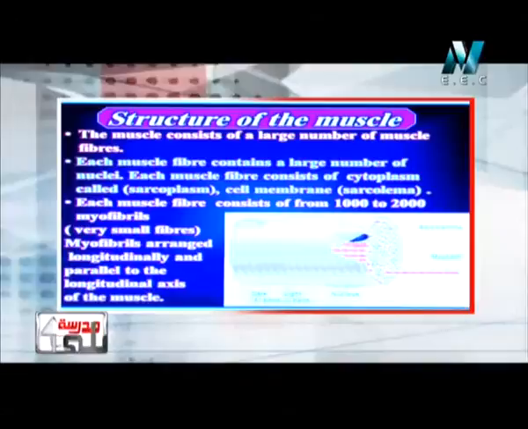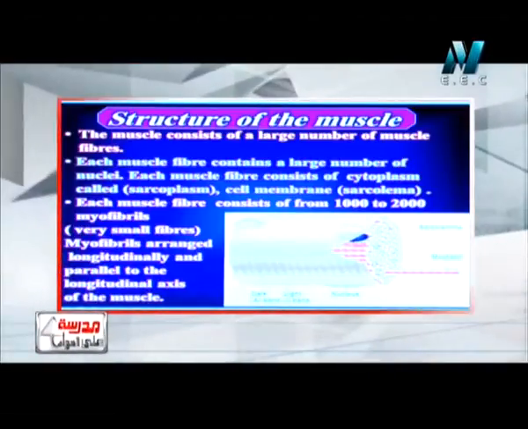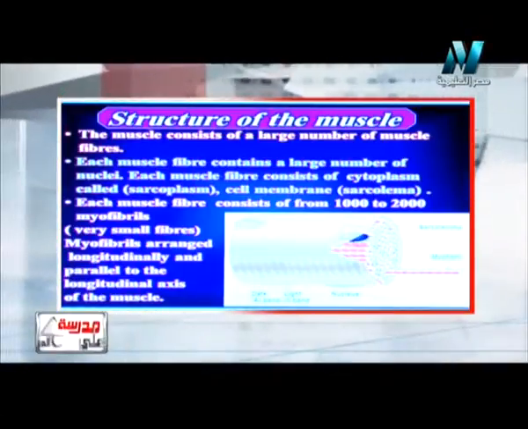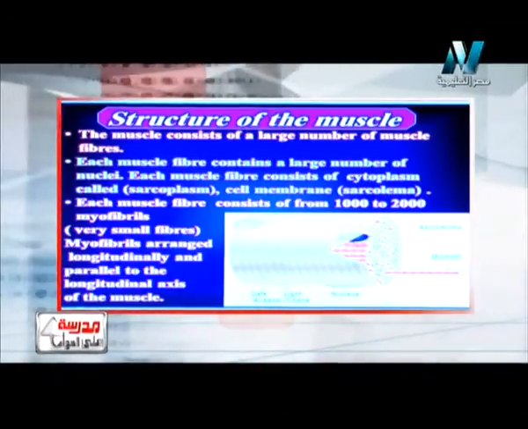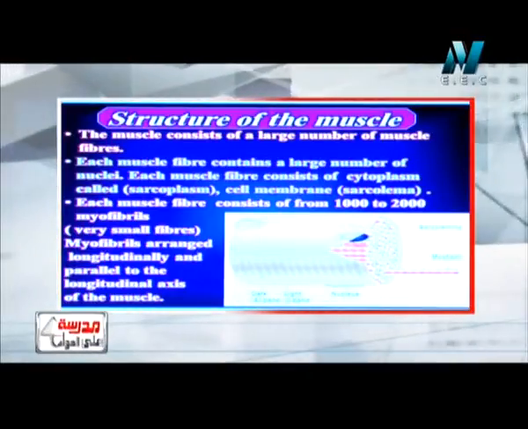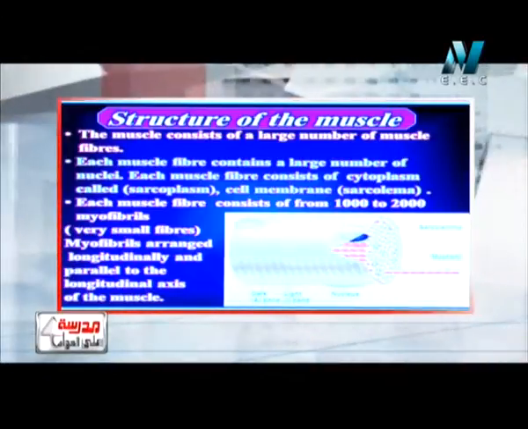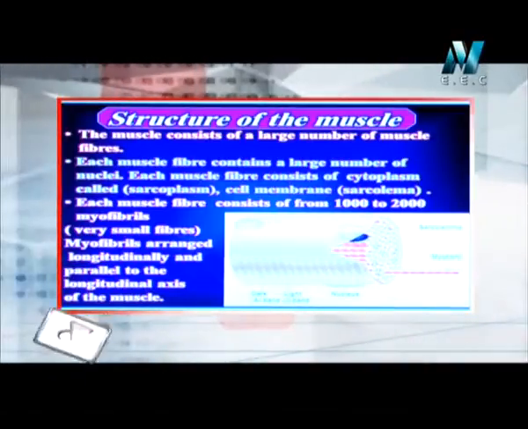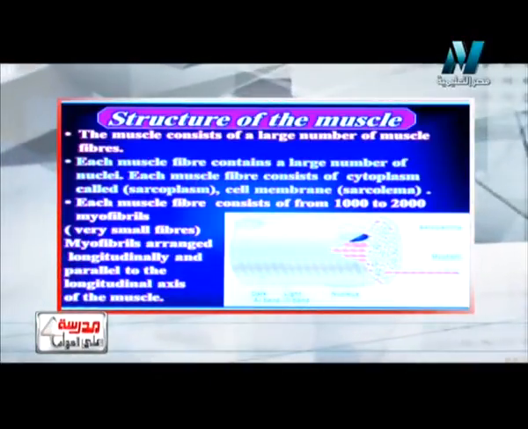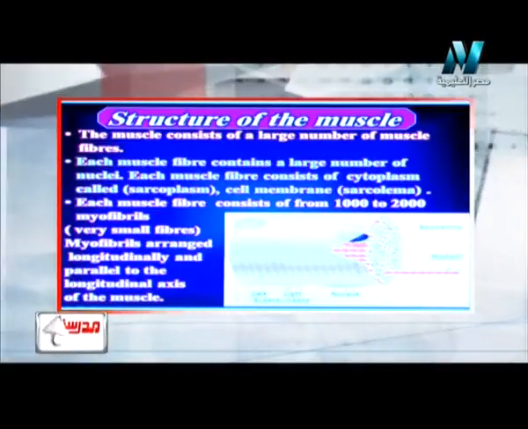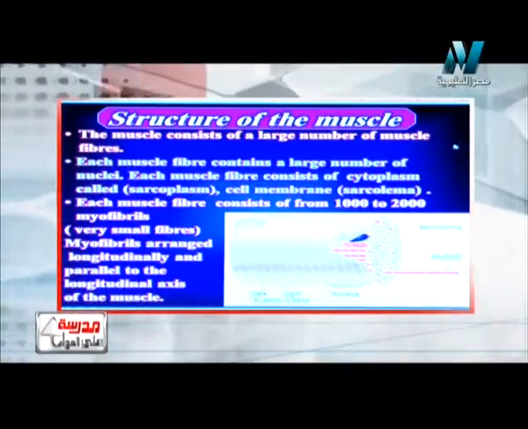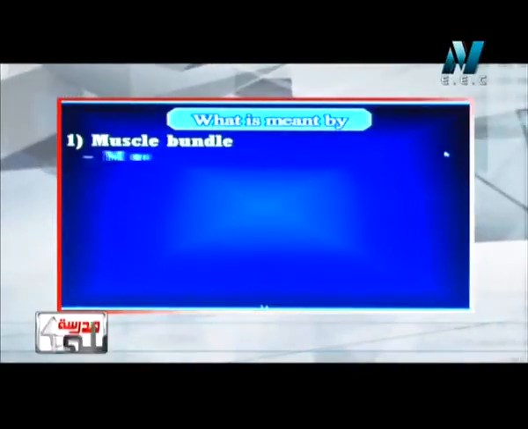A group of muscle fibers are connected together to form the muscle bundle. Each muscle fiber consists of 1,000 to 2,000 myofibrils, which are very small fibrous structures arranged longitudinally and parallel to the longitudinal axis of the muscle. So that's a group of 1,000 to 2,000 myofibrils that are parallel to each other and parallel to the principal axis. That's in general the muscle fiber.